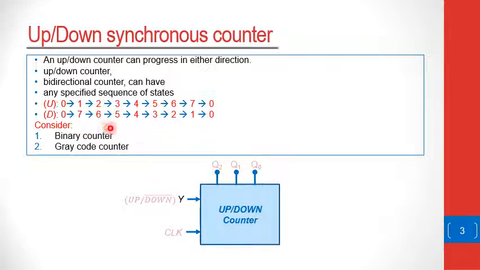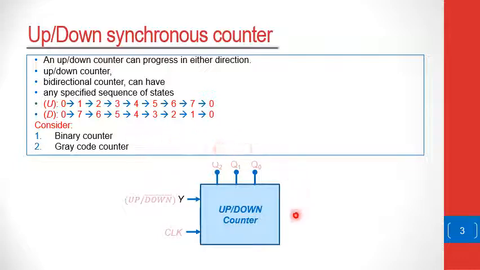So for this section, we'll look at two types of 3-bit counters. We'll just look at an example of a binary up-down counter, how we can design that, and then we'll also look at designing a Gray code up-down counter.